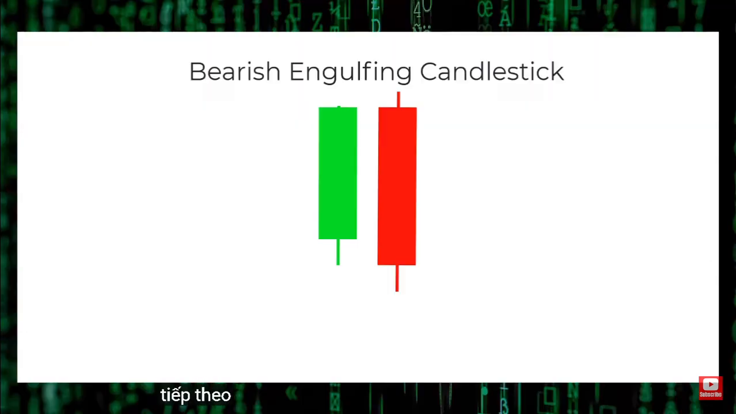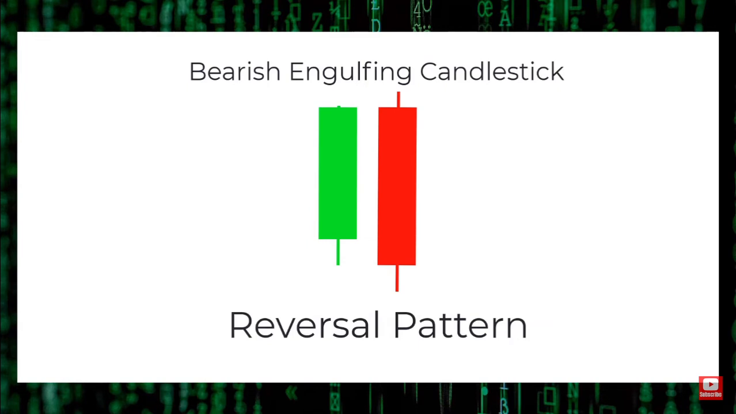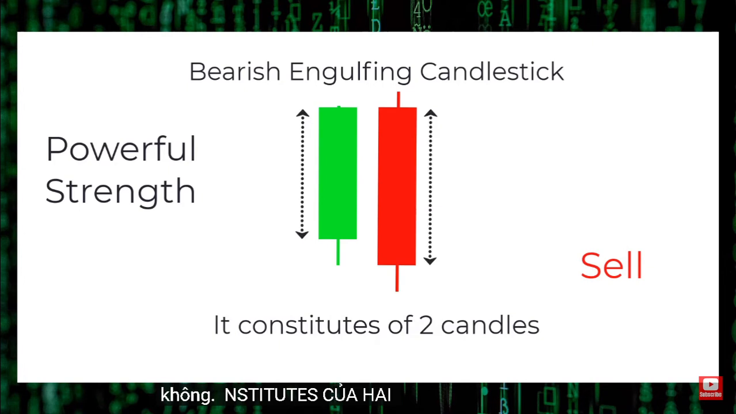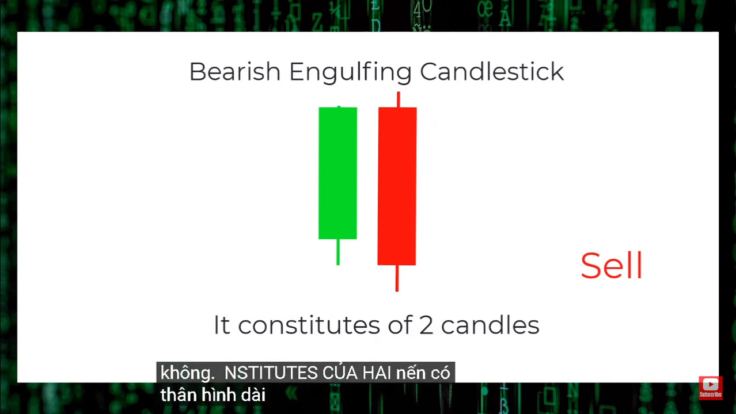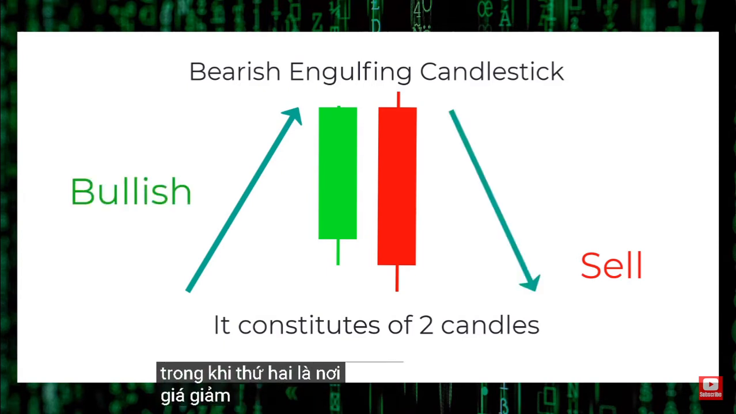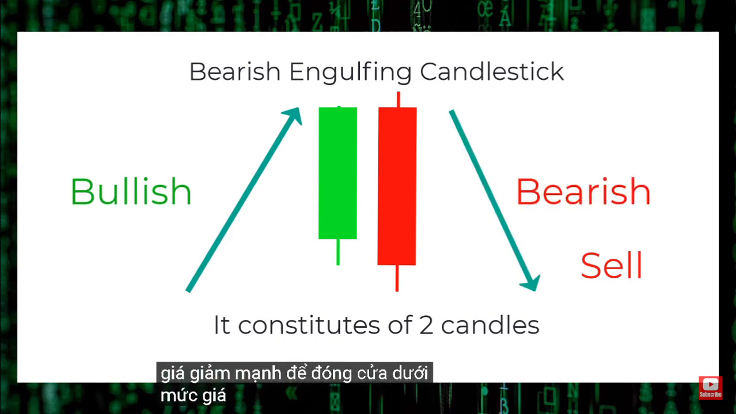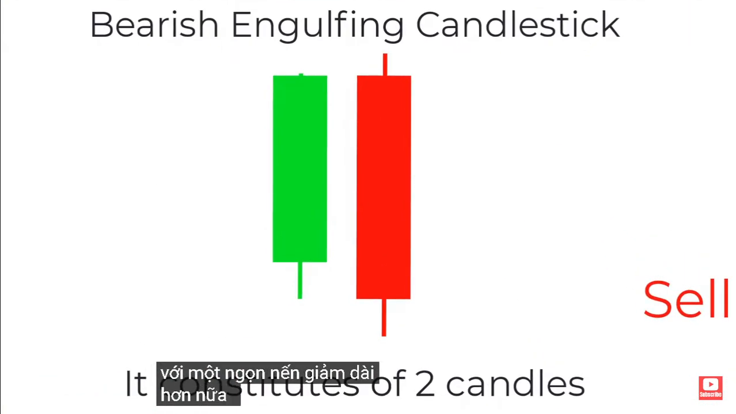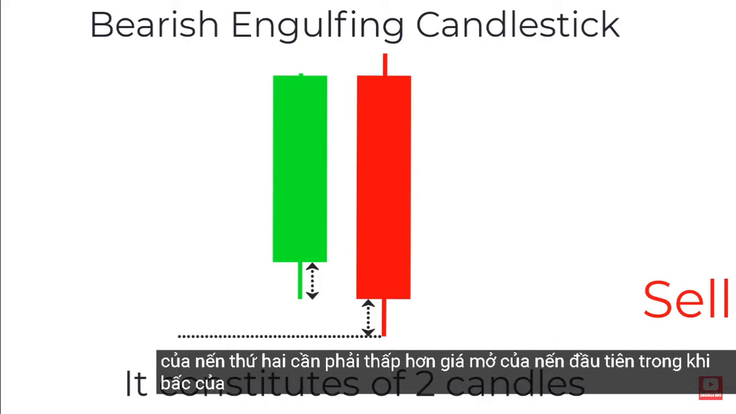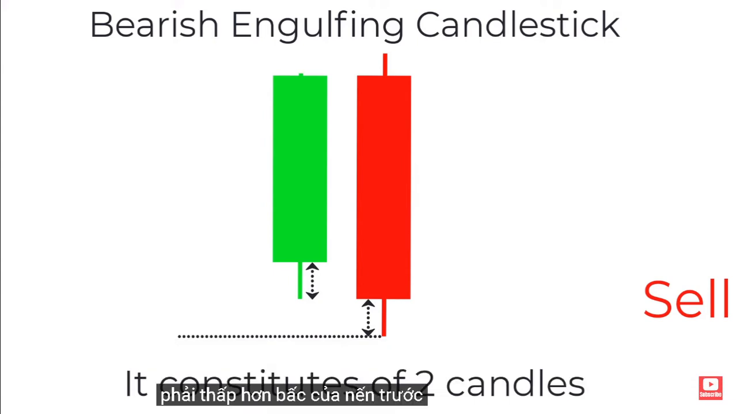Next is the bearish engulfing candlestick. It's a reversal pattern and a strong sell signal. It consists of two candles with long bodies. The first is where the price makes a decent rise with a long bullish candle, while the second is where the price comes back down sharply to close below the open price of the previous candle with a longer bearish candle. Moreover, the second candle's closing price needs to be below the first candle's open price, while the wick of the second candle must be lower than the wick of the previous candle.